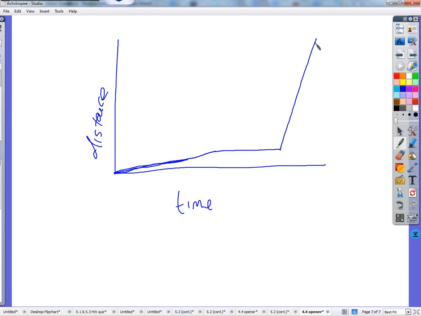Pretty simple graph. But what it's supposed to model is a student going from their house to school. So they're using different modes of transportation, and this is what it looks like. In a relatively long amount of time, they've gone not very far. And then we have this section.